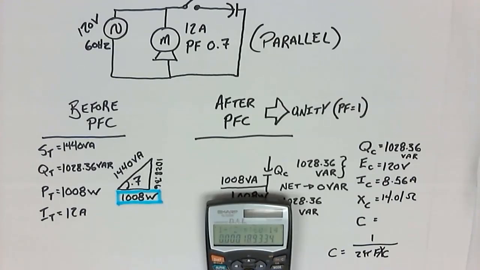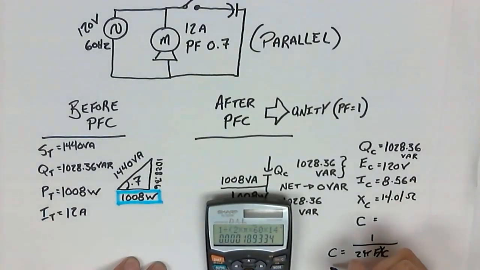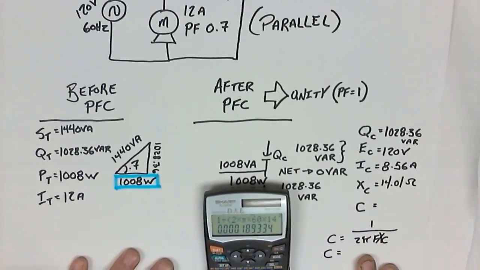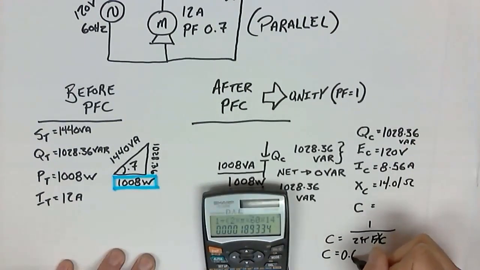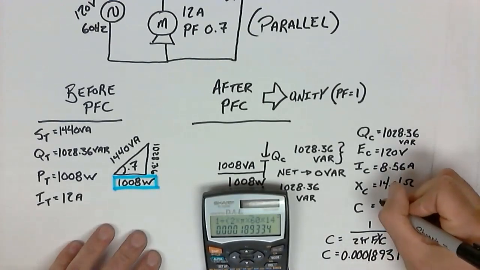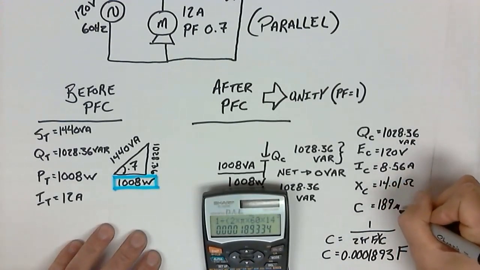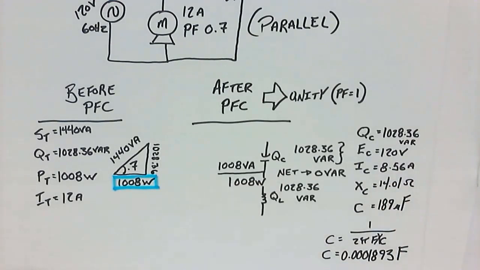Close bracket equals, I have a capacitance of 0. So I'm going to write it down here, 0.000189 farads. So if we wanted to put this into a more common form, we would move the decimals 6 places. 1, 2, 3, 4, 5, 6, 189 microfarad. That would be the size of the capacitor required.